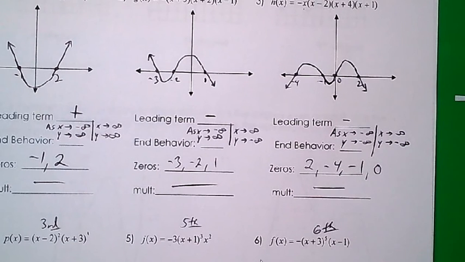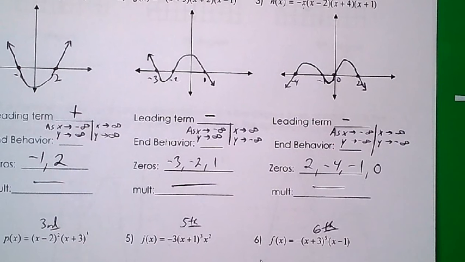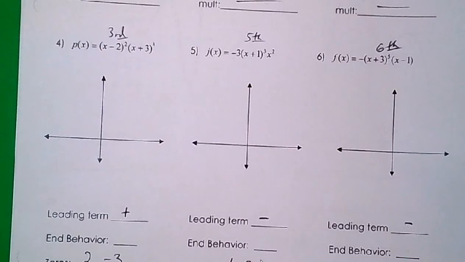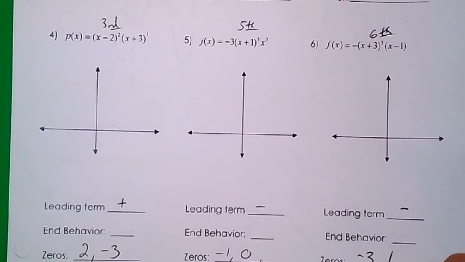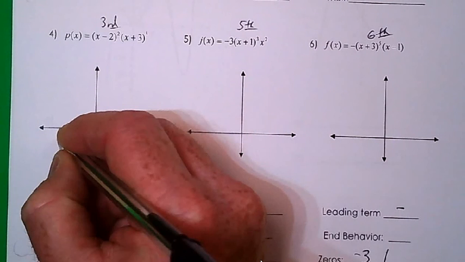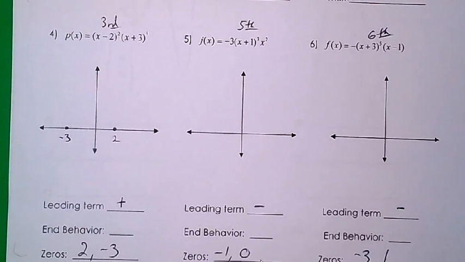In number 4, let's go ahead and plot our zeros at negative 3 and 2. Again, it doesn't have to be perfectly spaced. Just do it such that it makes sense so you can do your graph neatly. We've got third degree, and a positive leading coefficient. So what are my ends going to be doing? Up to the right, down to the left.